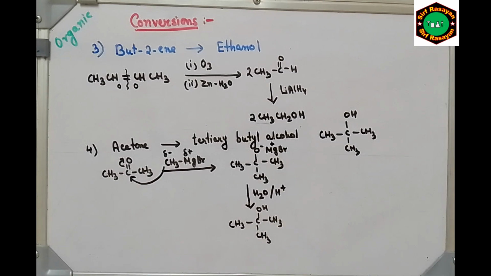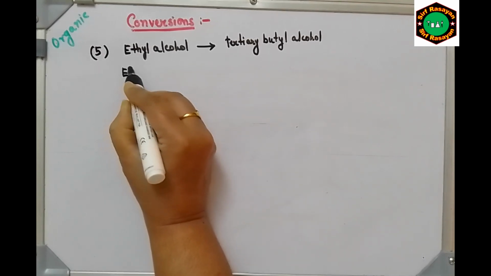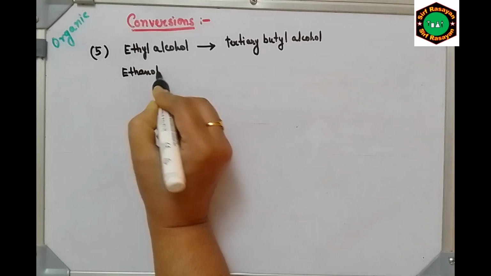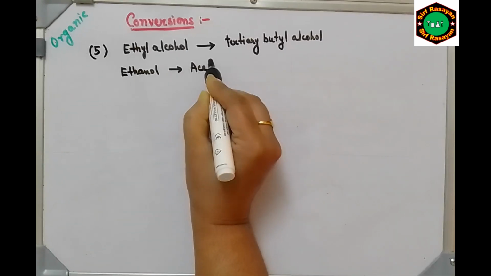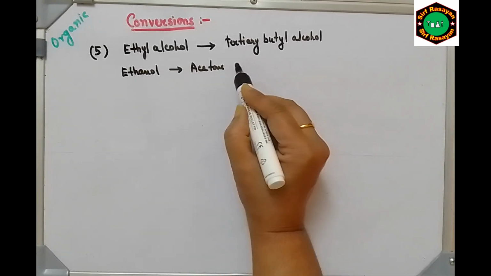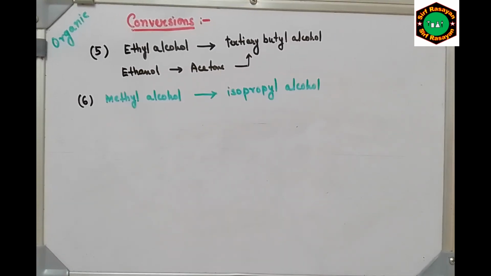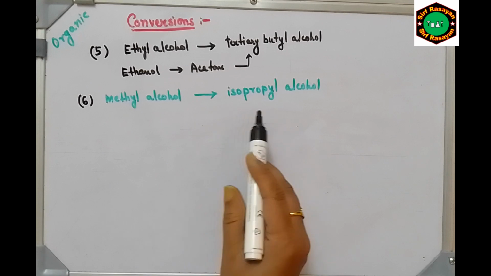When you are writing conversions in the exam, try to write the name of each compound here. See, the next conversion is ethyl alcohol to tertiary butyl alcohol. In the first conversion, we have seen ethanol to acetone. So do it that way; ethanol to acetone we did already. And in the fourth conversion, we did acetone to tertiary butyl alcohol. So follow that method. This conversion is methyl alcohol or methanol to isopropyl alcohol.